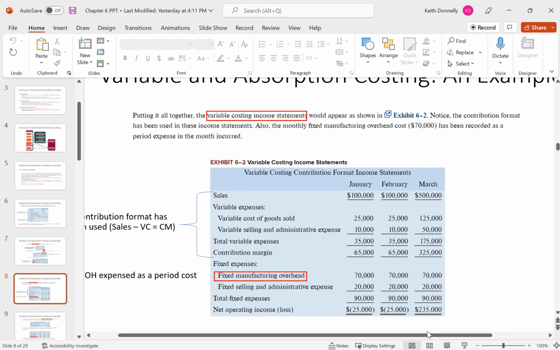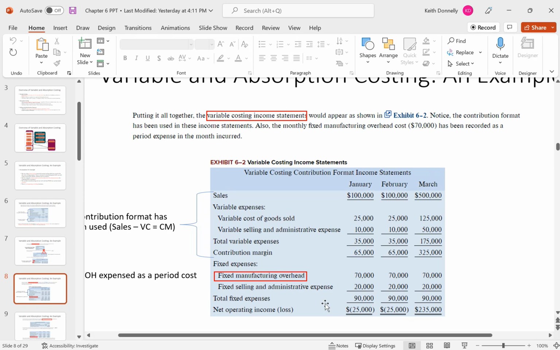All right, next up, putting it all together, they would unpack this in a variable costing income statement as follows. So they're going to have the sales minus the variable expenses, variable cost of goods sold, SG&A, lands us at our contribution margin. From there we back out our fixed expenses. That will get us at our net operating income. So main thing, just to summarize this very quickly, variable costing follows the contribution margin format. Sales minus variable costs get you contribution margin, minus fixed costs get you your net operating income.